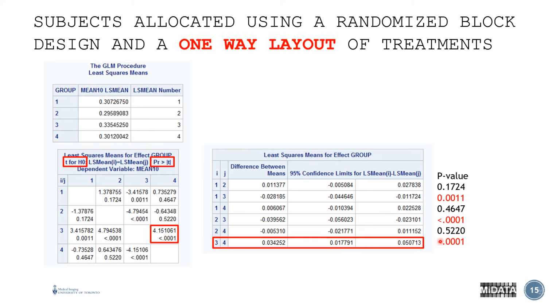Just out of interest, I've copied over the p-values from this table to make it easier for you. And you can see there are 2 others that are significant and 3 that are not significant out of all the different combinations. Because we had an overall p-value that was significant for the group variable in the previous slide, that opens the door for us to check all of these various combinations to see which ones are significant and which ones are not.